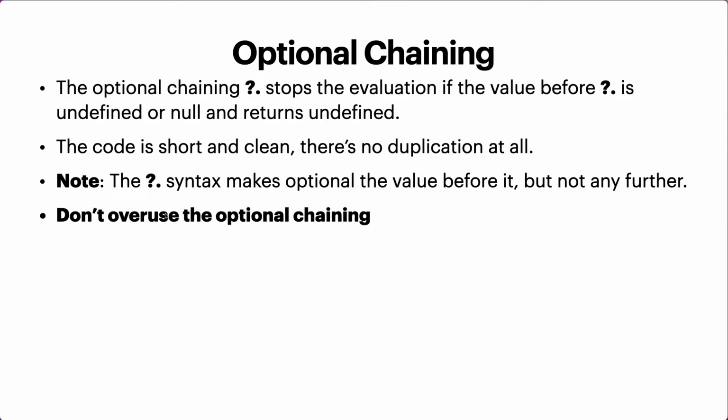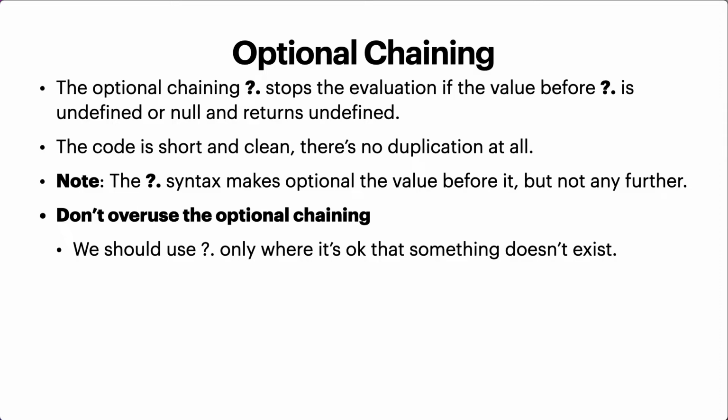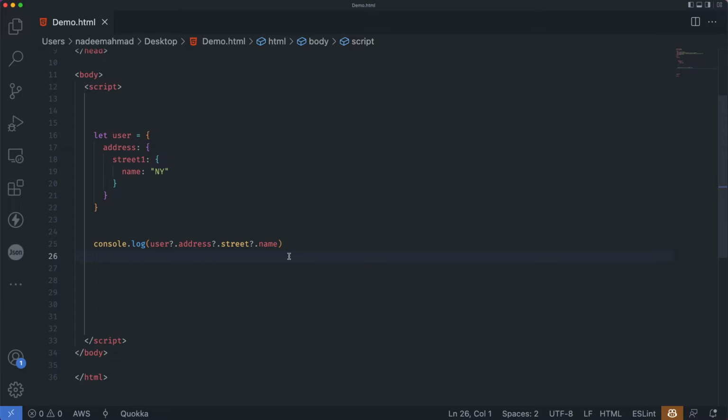Don't overuse the optional chaining. We should use optional chaining only where it's okay that something does not exist. For example, if according to our code logic, the user object must exist, but address is optional, then we should write user.address, we get rid of this, .street, but not user.address.street. So if we know that some object or the root property must exist or the variable itself must exist, then we don't need to do this necessarily.